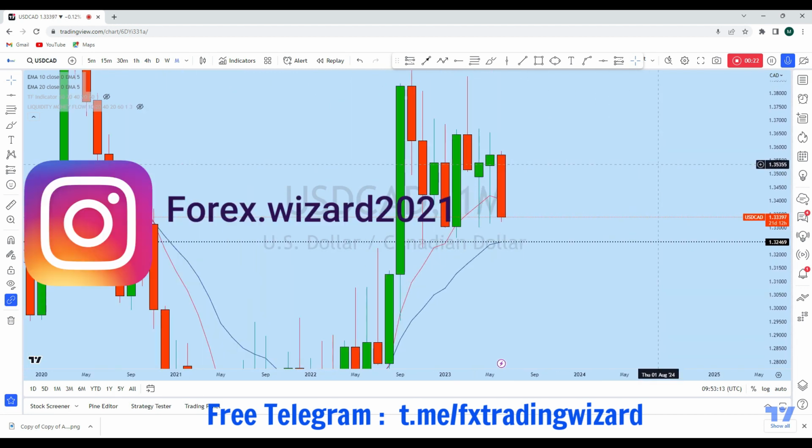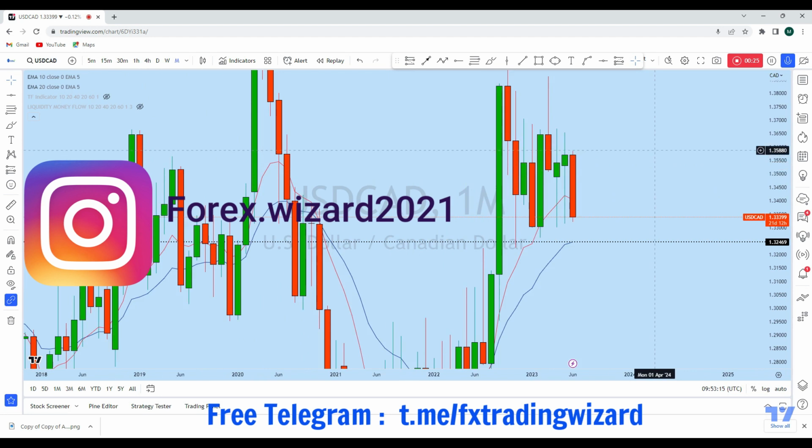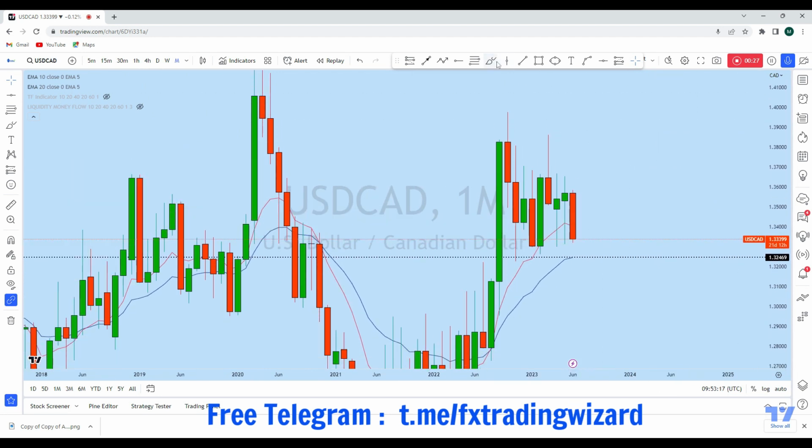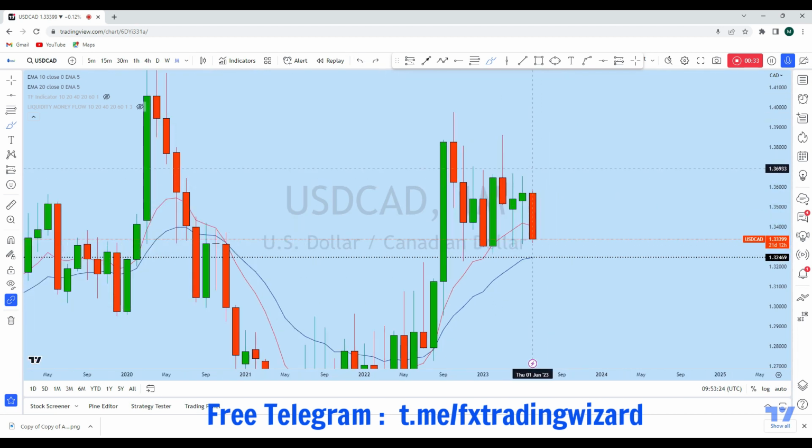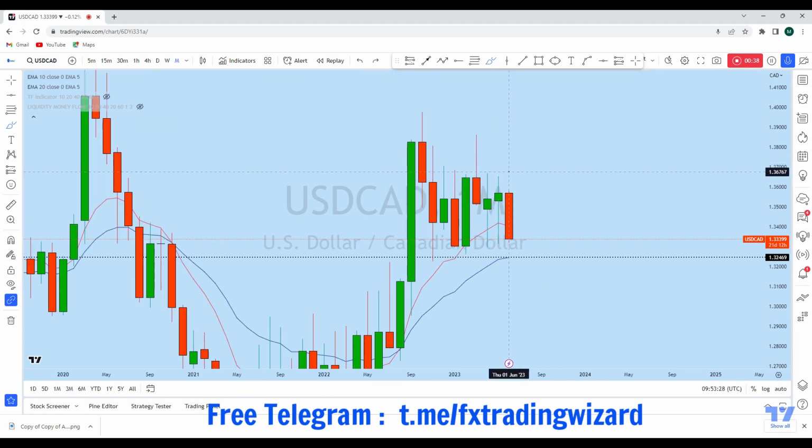From the monthly perspective, we can see that USD CAD created two long monthly dojis back to back over the previous two months. These two dojis are identical. As you can see, they have created a lower high, and this doji is an inside bar that couldn't break the previous candle's high and low.